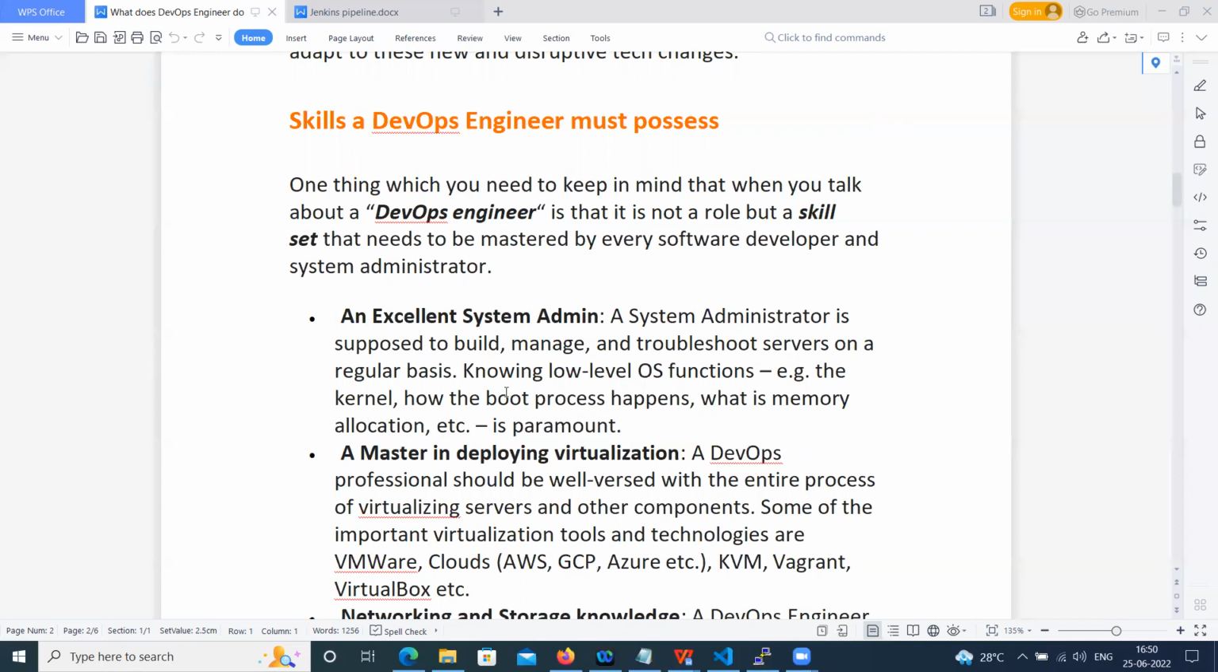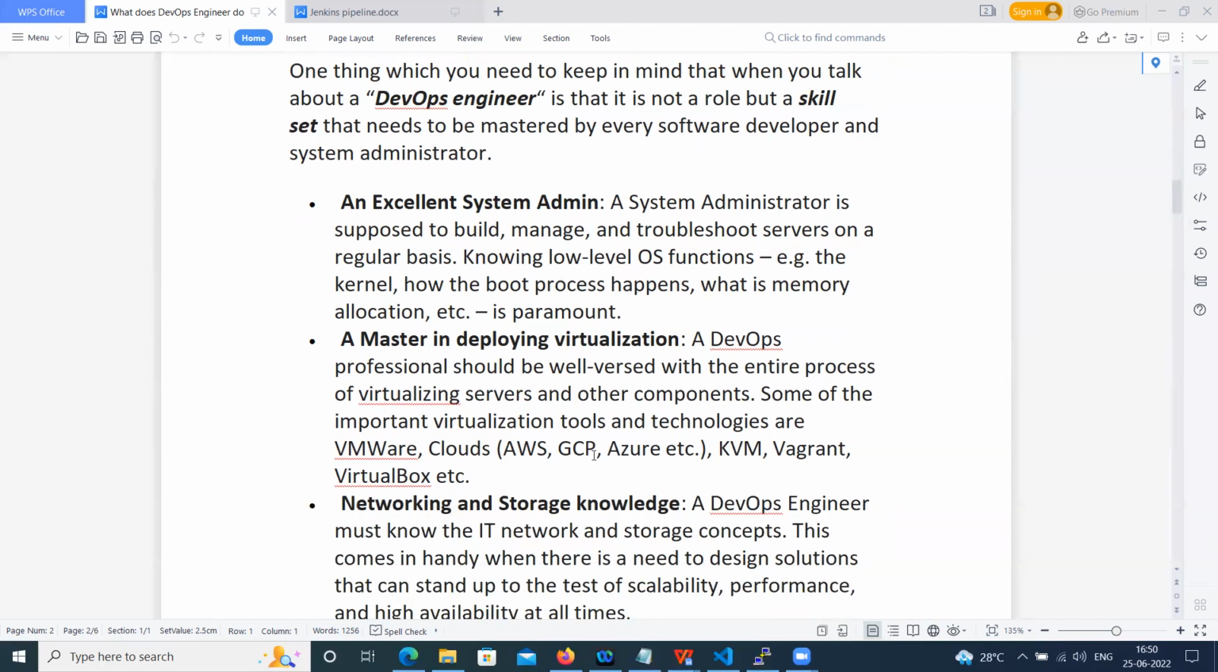Next, be a master in deploying virtualization. You should have knowledge about virtualization and cloud. A DevOps professional should be well versed with the entire process of virtualizing servers and other components. Some of the important virtualization technologies are VMware, clouds like AWS, GCP, Azure, any other, then KVM, Vagrant, VirtualBox. This knowledge or practical knowledge you should have.